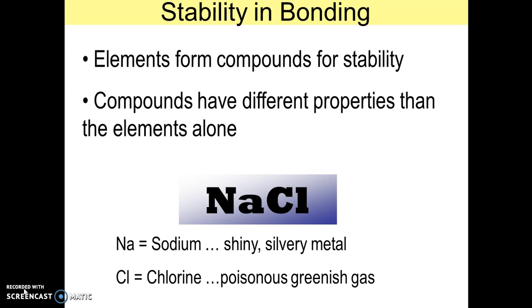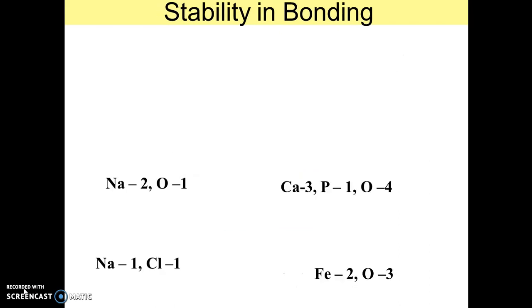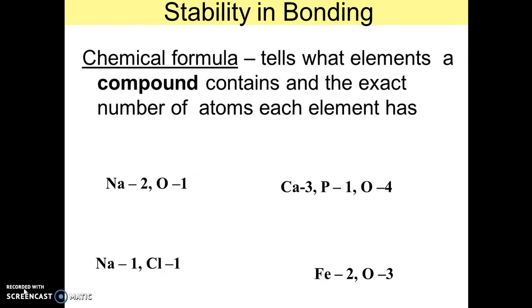So if we look at the formula that we've written for it, you can see you have Na and you have Cl, which basically indicates the relative amounts of things. We said that you have one sodium and you have one chlorine and they balance each other out. So when we write a chemical formula, you're going to tell both the elements in the compound and then the exact numbers of how many you have.